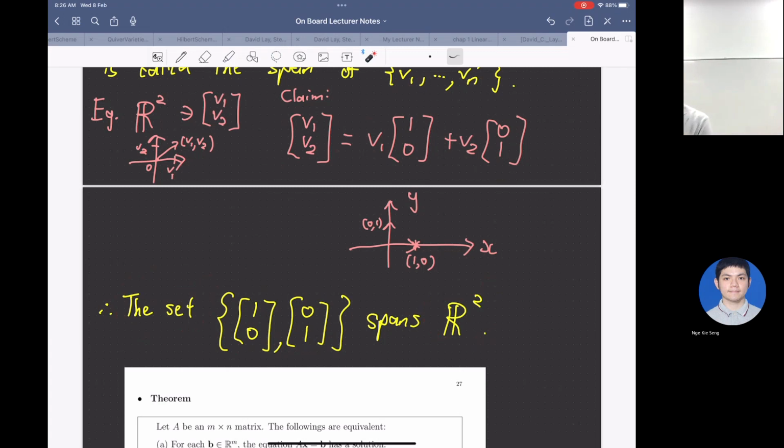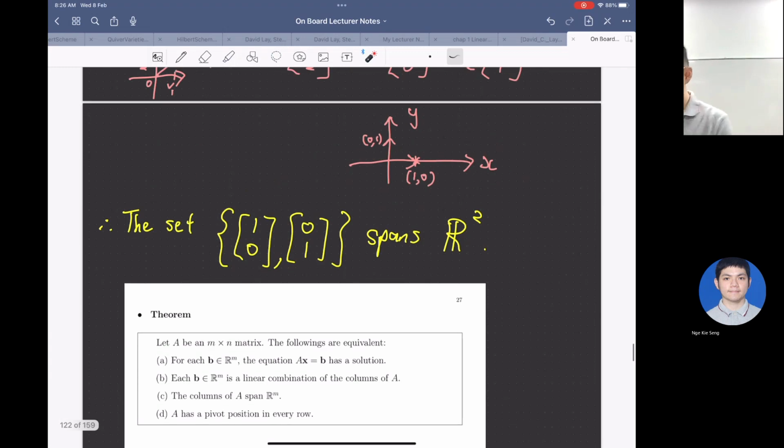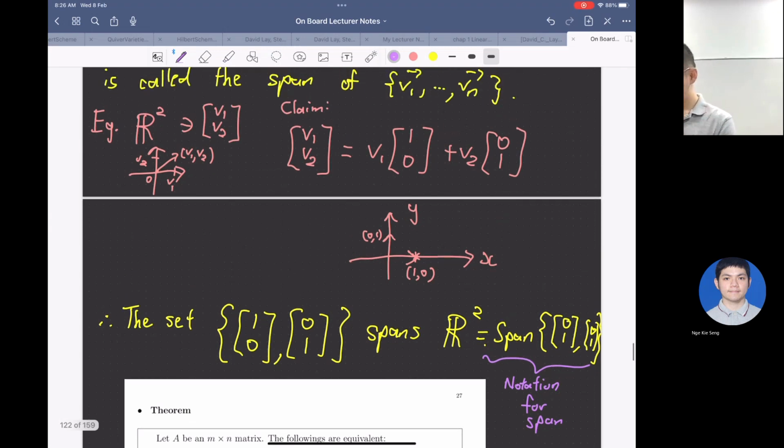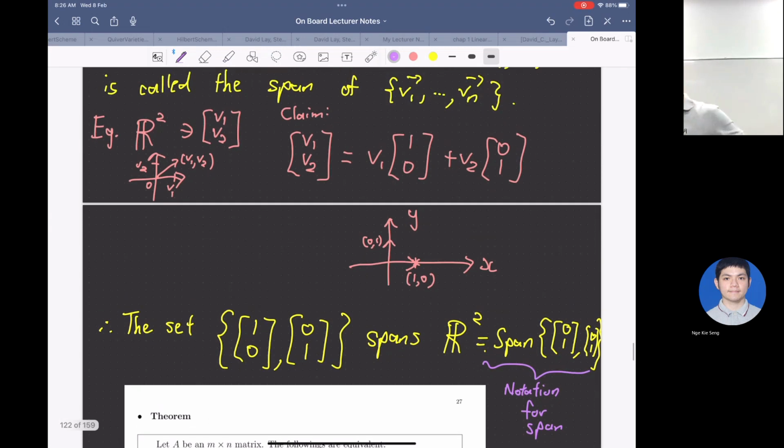Okay, because R2 is equal to the span of {(1,0), (0,1)}. So this is the notation I should write for span. So yeah, span can be a noun, can be a verb.